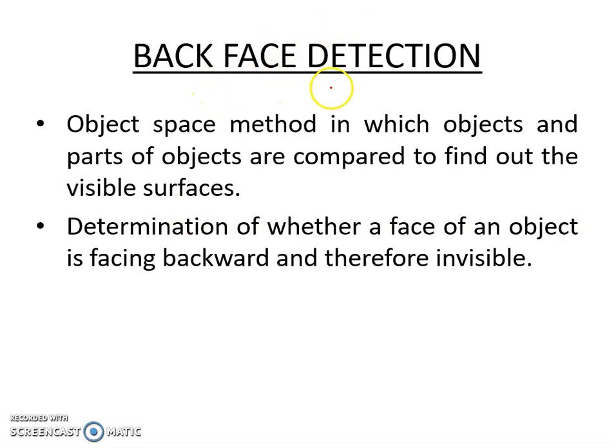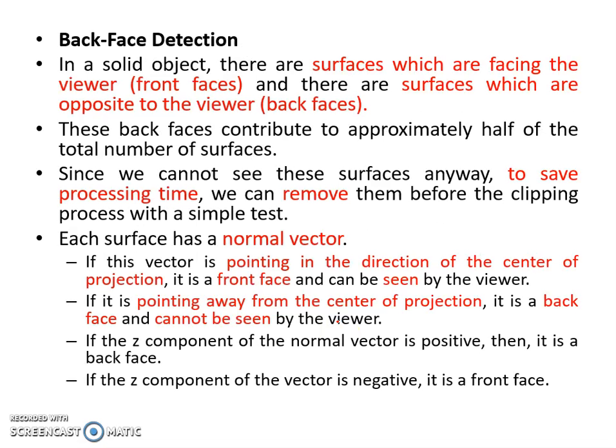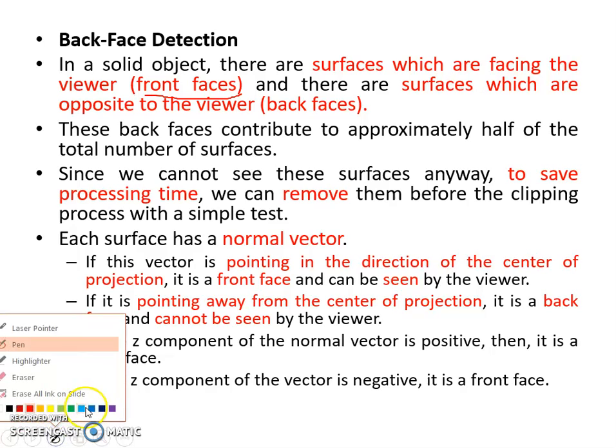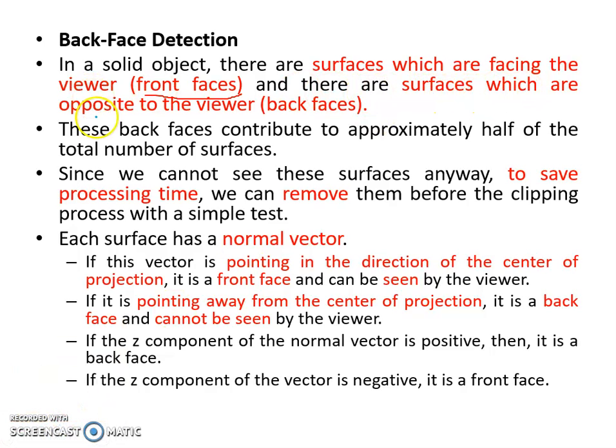Let us see the backface detection method for hidden surface removal. It is an object space method in which objects and parts of objects are compared to find out the visible surfaces. Determination of whether a face of an object is facing backward and therefore invisible is performed in backface detection. In a solid object, there are surfaces which are facing the viewer, called front faces, and there are surfaces which are opposite to the viewer, called back faces.